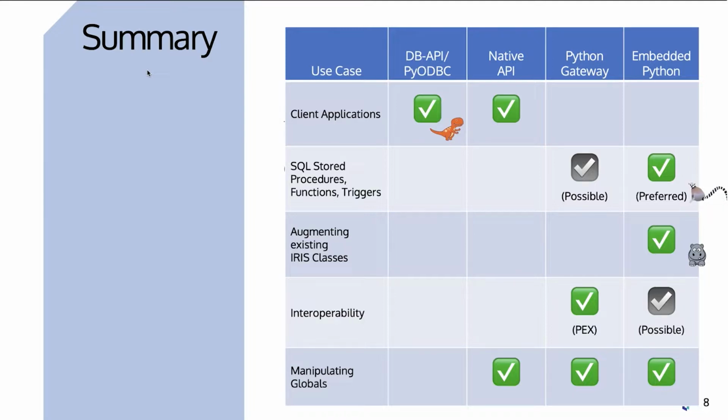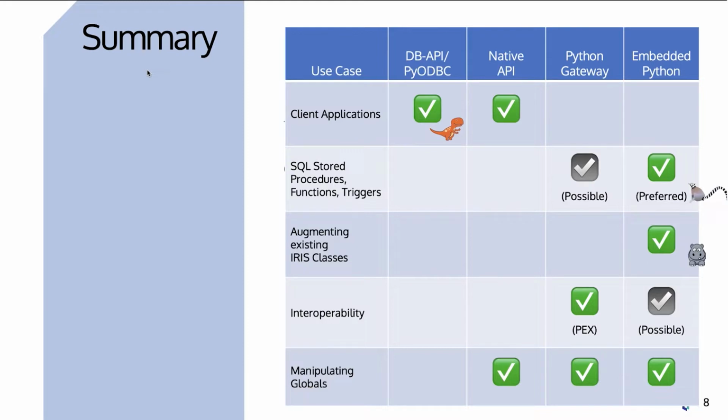If you're doing anything with stored procedures, functions and triggers, or working with a lot of data and wanting your data very close to your code, you want to be in the embedded Python area. Maybe Python Gateway if you have a big legacy application sitting out there that can't move, and you really can't tightly integrate IRIS and your Python application. It may be a good case for Gateway, but if it's new, greenfield development, you probably want to be in the embedded Python area. And as we saw at the end there, especially if you're augmenting existing IRIS classes, embedded Python is the way to go.